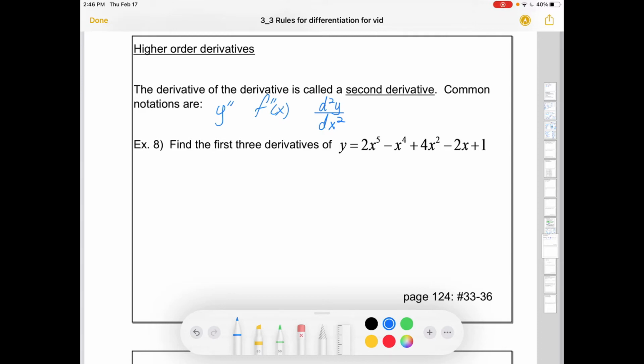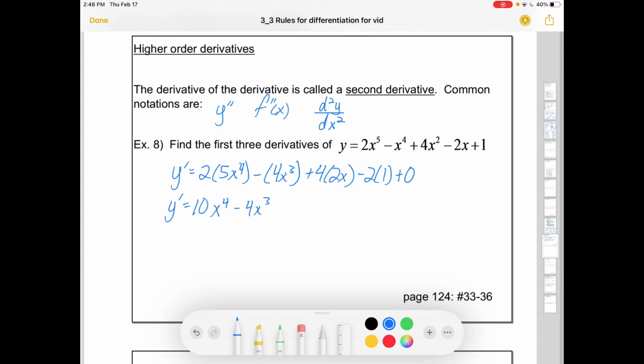So if we find the first three derivatives on this one, y prime is going to be 2 times 5x to the 4 minus 4x cubed plus 4 times 2x. Maybe you're feeling comfortable just doing these by showing less work at this point. Whenever you are, go for that. So that'll give me 10x to the 4 minus 4x cubed plus 8x minus 2. There we go. There's the first derivative.